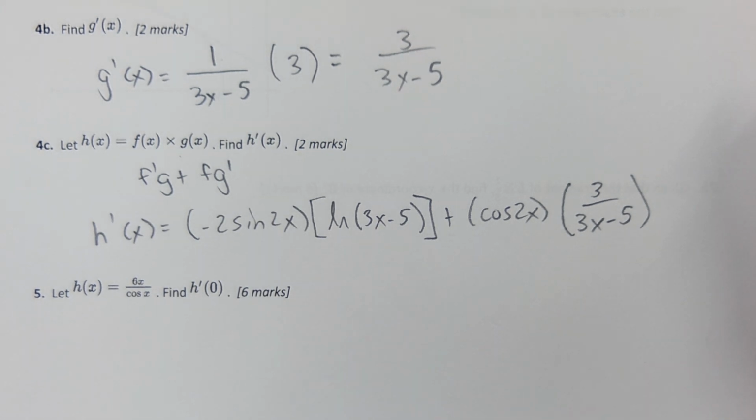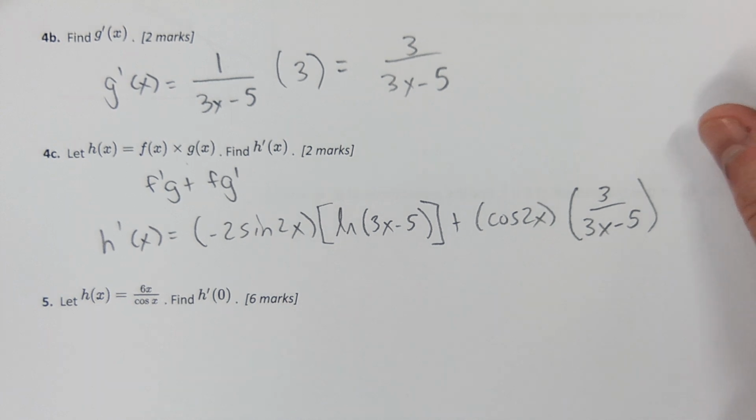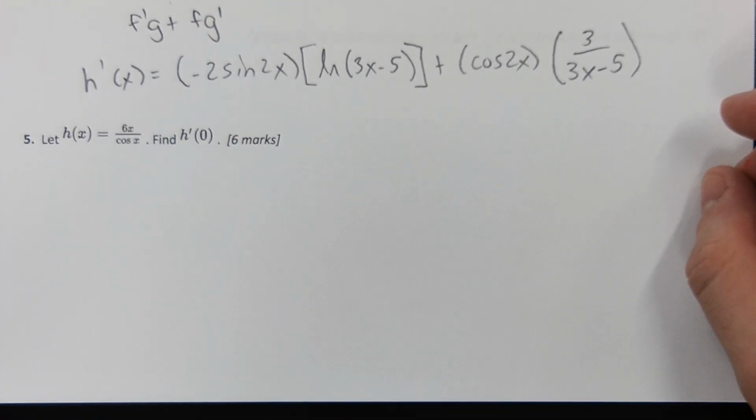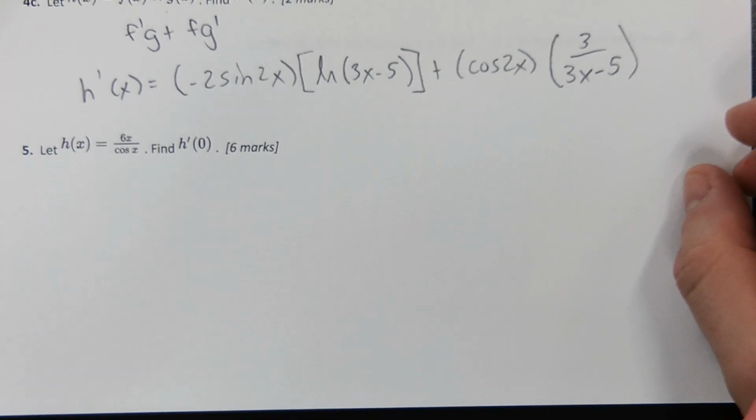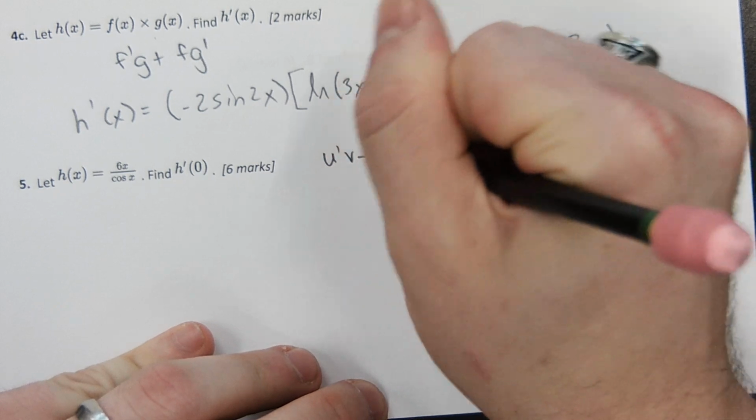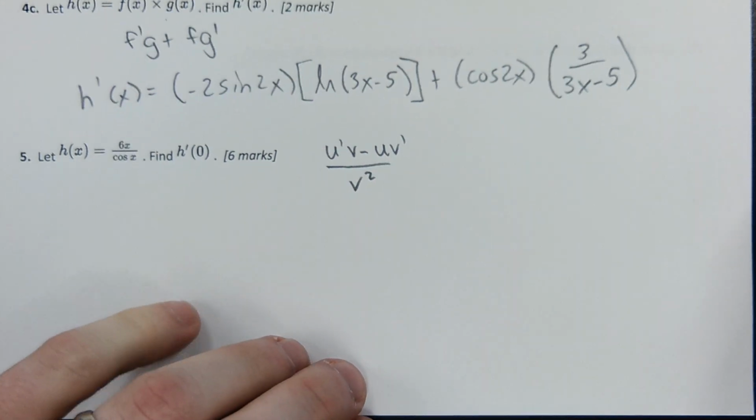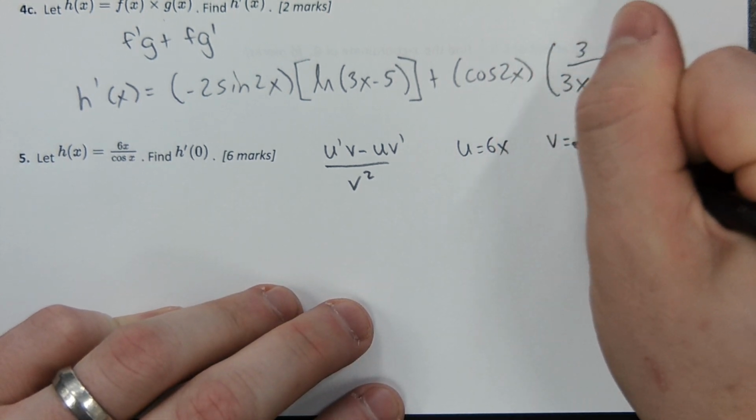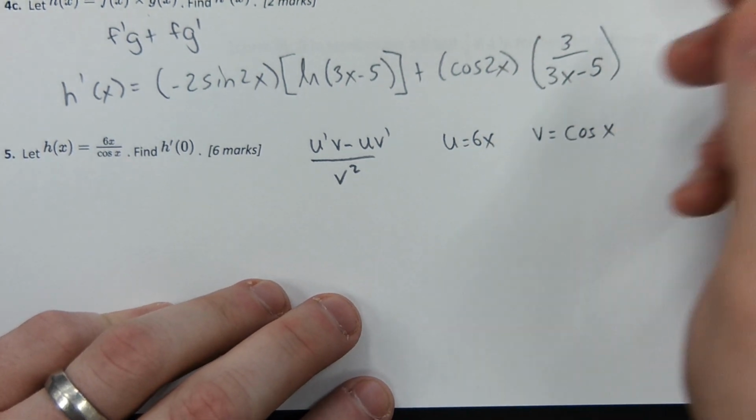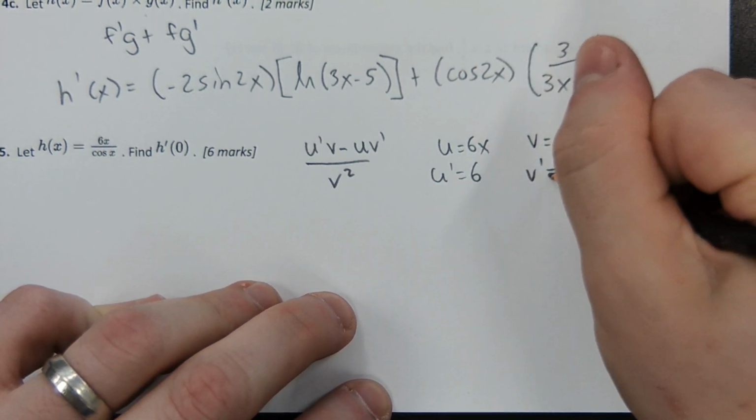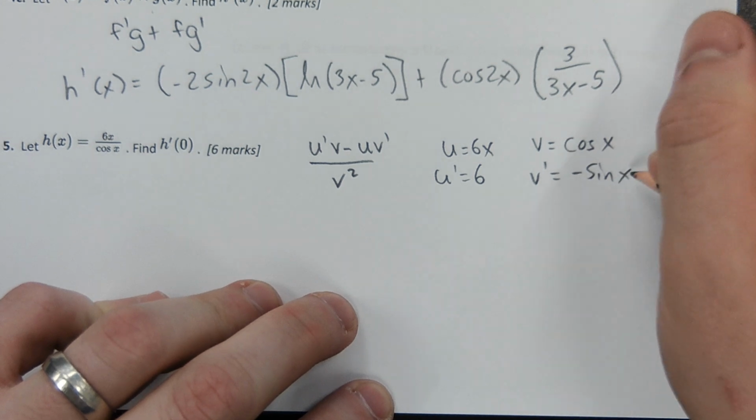And it's funny that number 5 would be right after number 4, because number 4 was a product rule question. Hey, look at number 5. Function divided by function. Quotient rule: u prime v minus u v prime all over v squared. U is 6x. V is cosine x. U prime is 6. V prime is negative sine x.